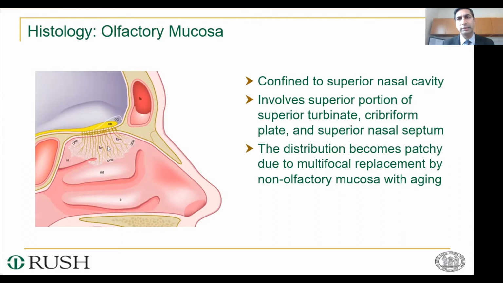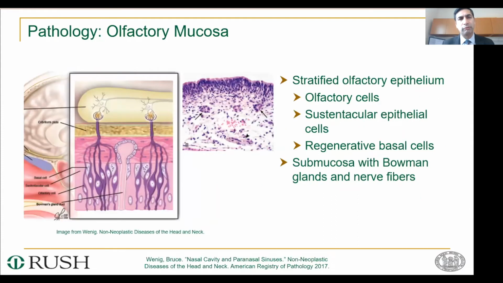When we look at the olfactory mucosa, as you see on this sagittal depiction, this is typically confined to the superior nasal cavity. It will involve the superior portion of the superior turbinate, the olfactory cleft, so the cribriform plate, and also the upper 1/3 of the superior nasal septum. And what's interesting is that as we age, this distribution will become more patchy due to multifocal replacement by non-olfactory mucosa.